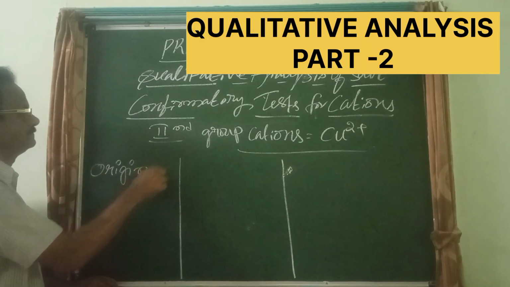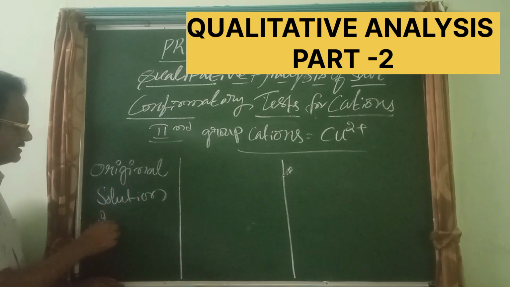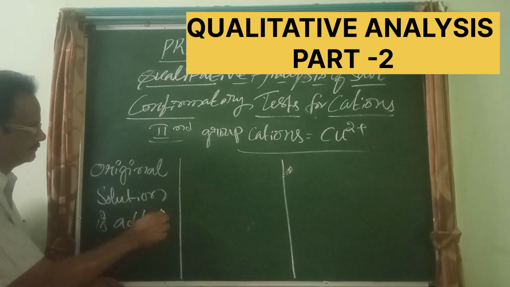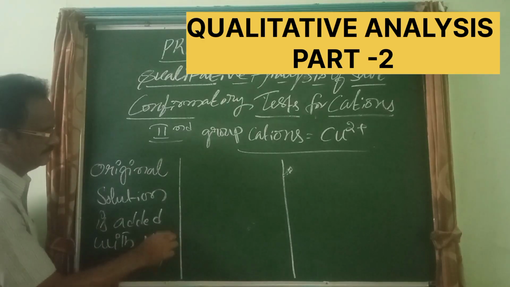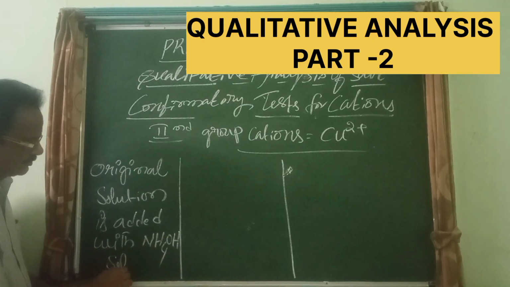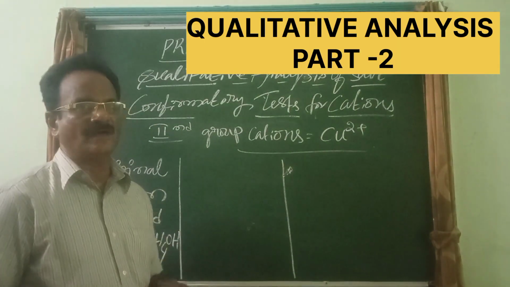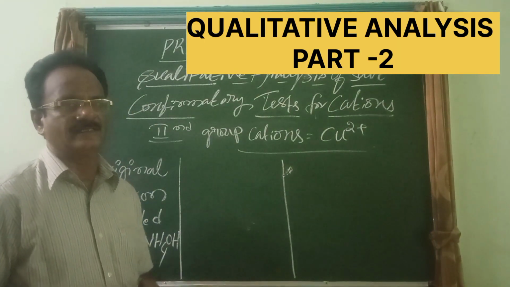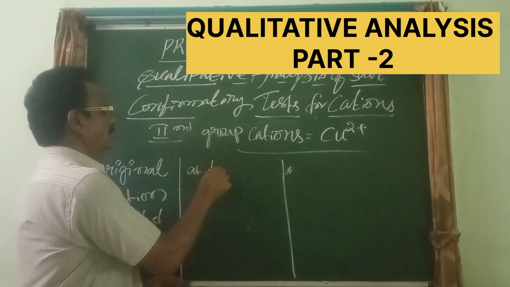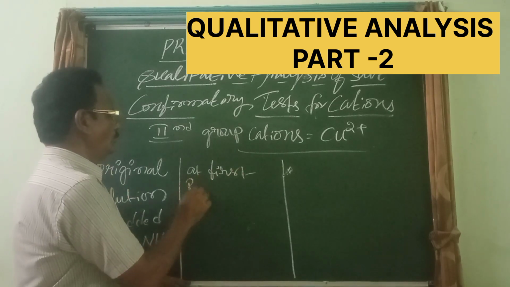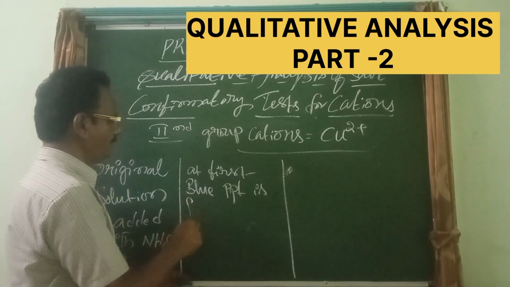Original solution is added with ammonium hydroxide, NH4OH solution, ammonium hydroxide solution. Okay, here if copper is there, Cu+2 is there in the given salt, at first a blue precipitate is formed.